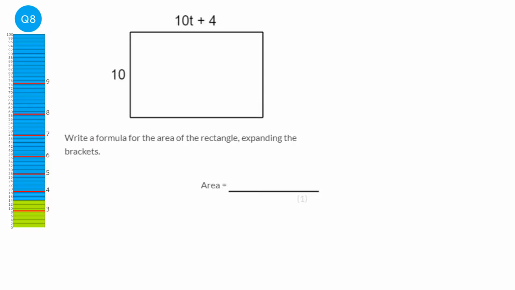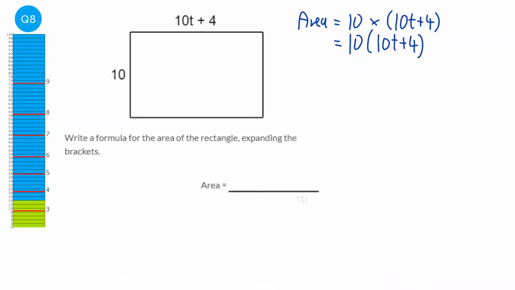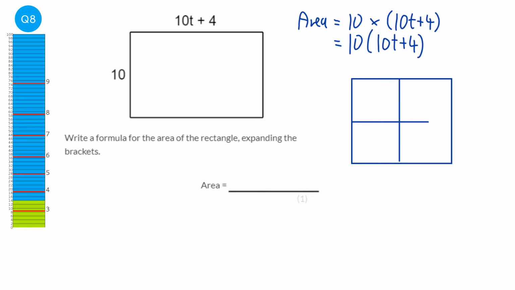So to find the area of a rectangle, we do length times the width. So here, to find the area, we will do the 10 times the whole of the 10t plus 4. And to show that we're doing the whole of it, we put it in brackets. So a different way of writing that is 10 brackets 10t plus 4. And whichever method you use to expand brackets, feel free to do it here. I'm going to just do the grid method, but whatever method you prefer.